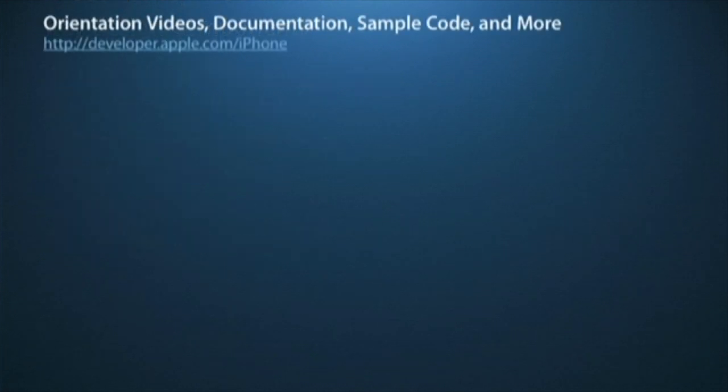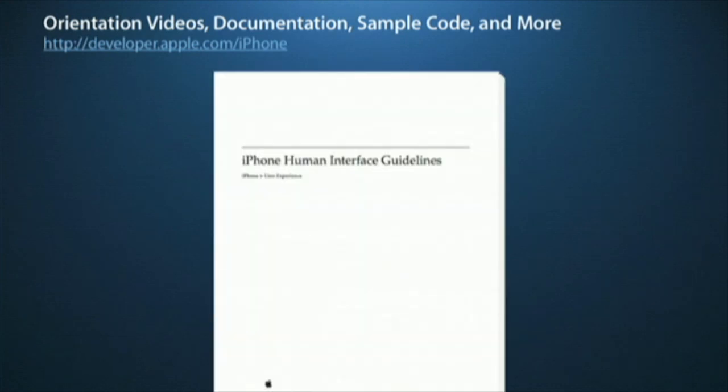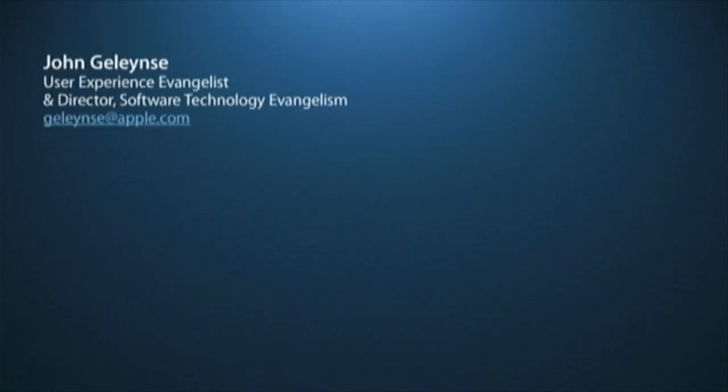The definitive place to look for iPhone SDK developer resources is developer.apple.com/iPhone, where you'll find orientation videos, technical documentation, and lots of sample code. Of particular note, this is also the place where you'll find the iPhone Human Interface Guidelines, a fantastic must-read resource for anyone involved with the design and development of your iPhone application. Finally, feel free to contact me at galenzi@apple.com for guidance with the design of the user interface for your iPhone application. So there you go, a series of high-level guidelines you should be familiar with as you design for iPhone.